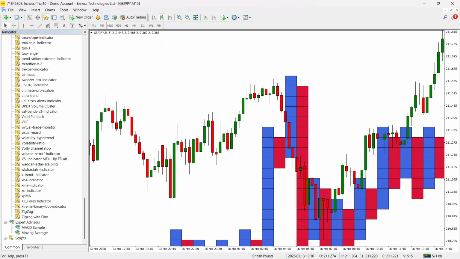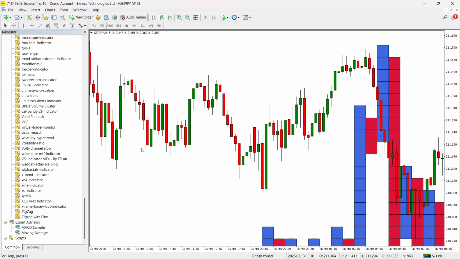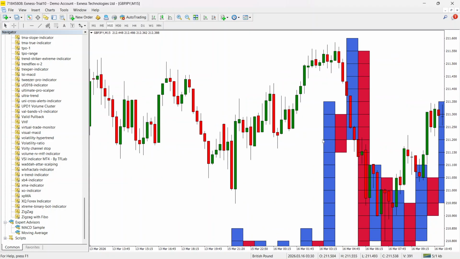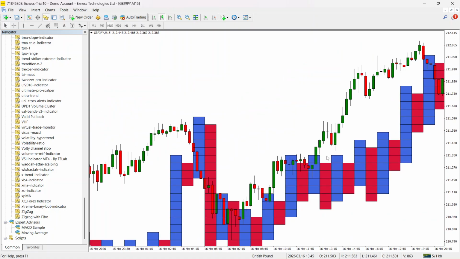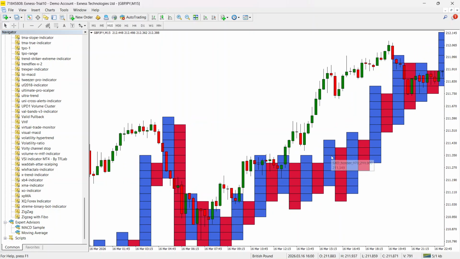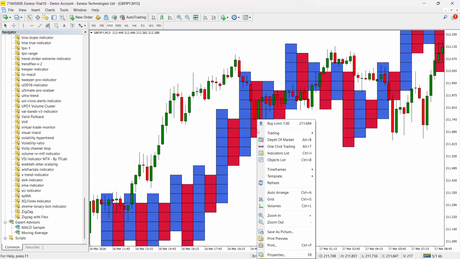Long uninterrupted columns of X or O's visually highlight strong trends, as you can see here, while short, frequently alternating columns highlight more choppy or indecisive conditions.